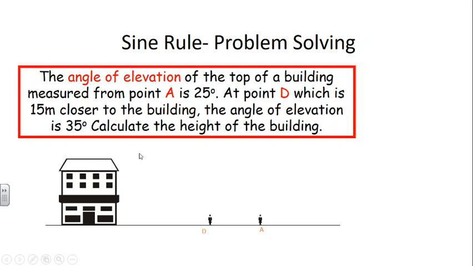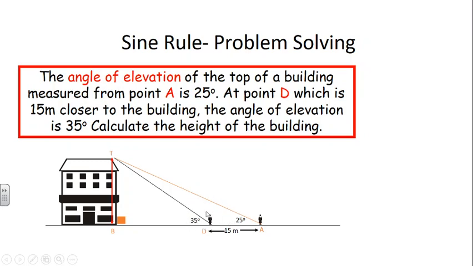First of all, let's add to that diagram the information that we've been given from the words. We know the angle of elevation from A is 25 and the angle of elevation from D is 35. Aim of the game is to work out this missing height of the building. So we have a length of 15. It tells us that D is 15 metres closer to the building. Notice we now have a non-right-angled triangle formed. We can't yet apply the sine rule to that triangle. The 25 matches up with a length we don't know, and that's all we have within that.